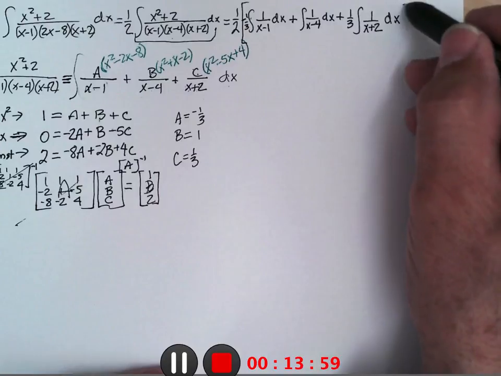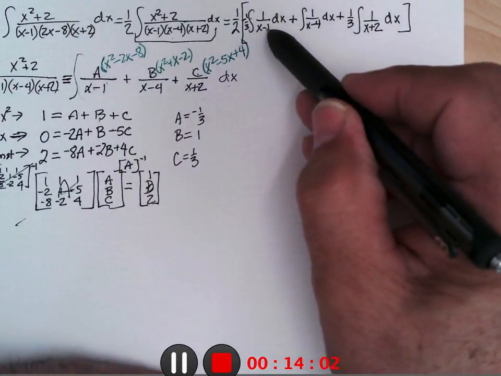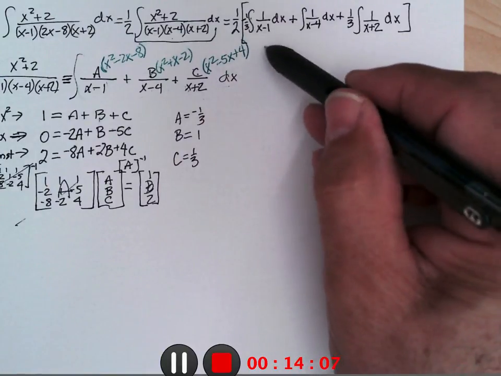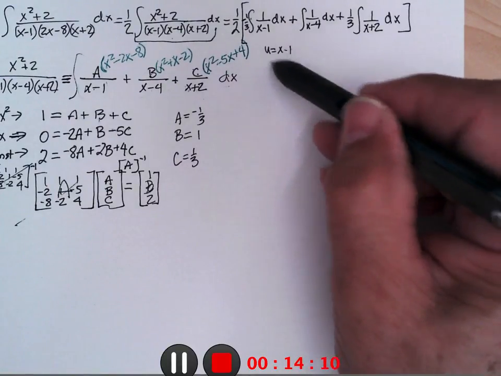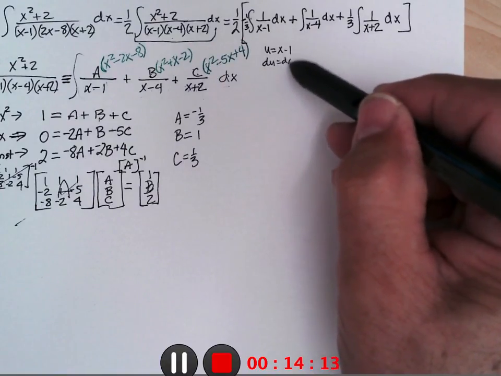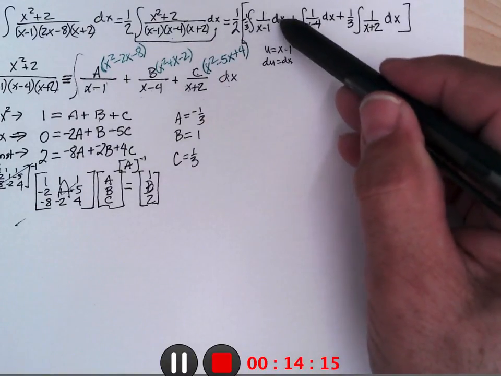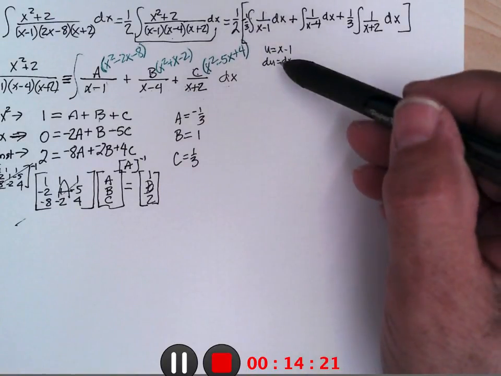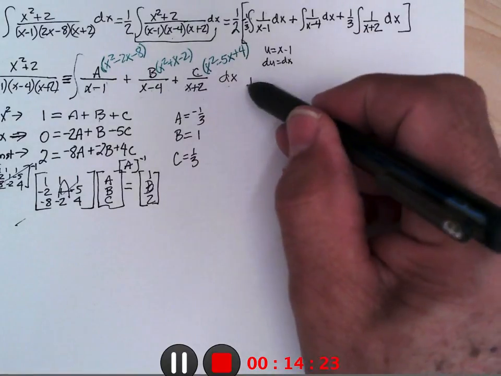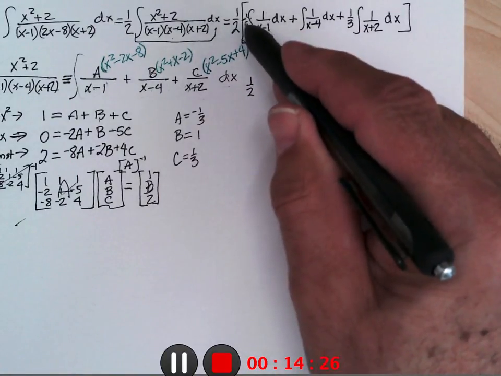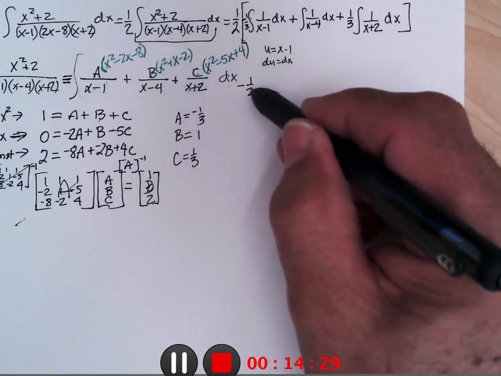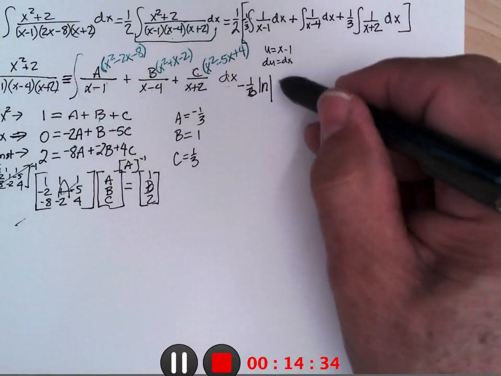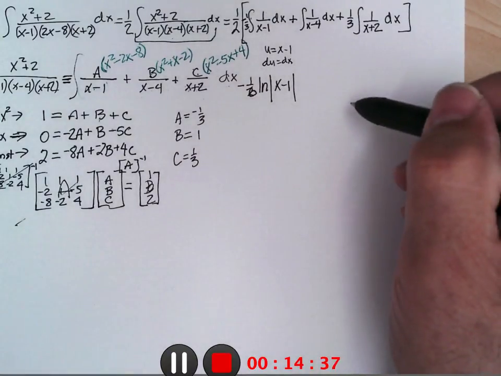Now, this is a linear factor, and since there's no coefficient on the x, this is really easy to do. Because if I let u equal x minus 1, du would be equal to dx. So I'd have 1 over u du. And the antiderivative of 1 over u is ln u. So I have 1/2 times negative 1/3, which is negative 1/6 ln of x minus 1. And that's that one.